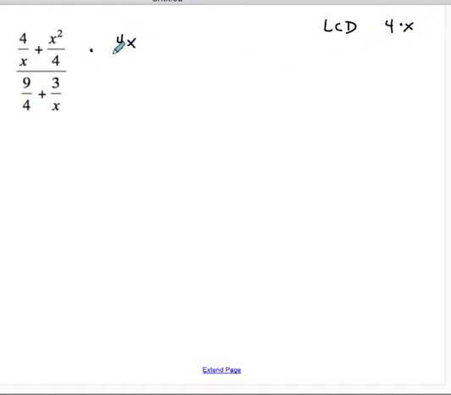I'm going to multiply that numerator and denominator, which is just a version of 1. So I distribute it across. Here the 4's cancel. Sorry, I'll start at the top. So I'm going to distribute that across. So the x's cancel, so I've got 16 plus, here the 4's will cancel, so I've got x to the third. Here the 4's will cancel, so I've just got 9x. And here the x's will cancel, so I've got plus 12.